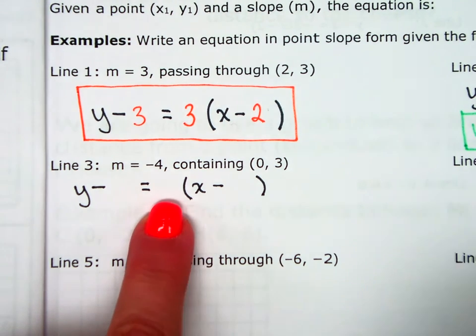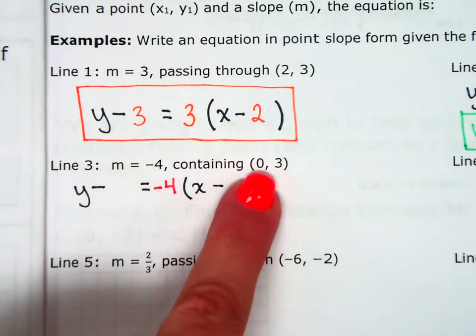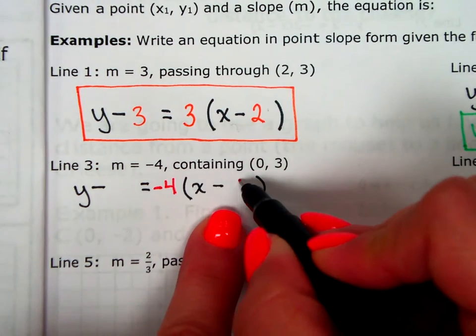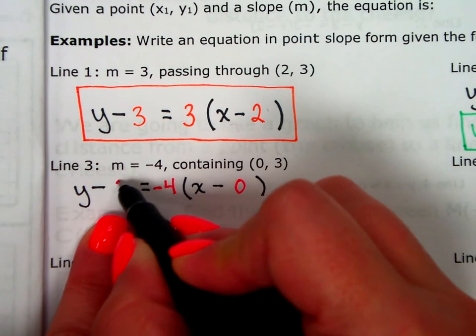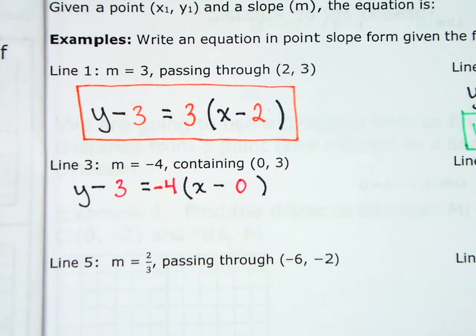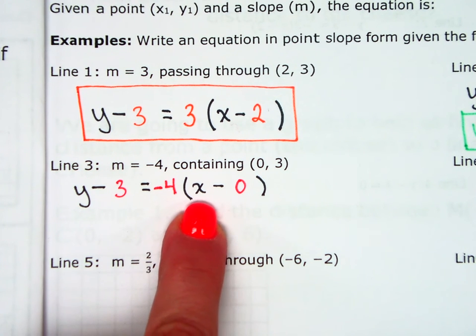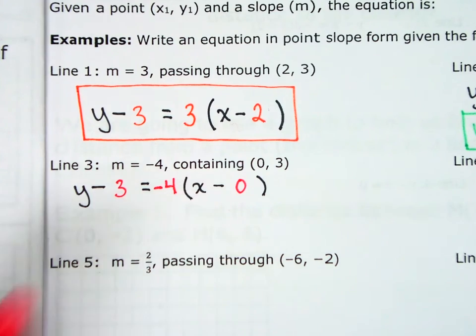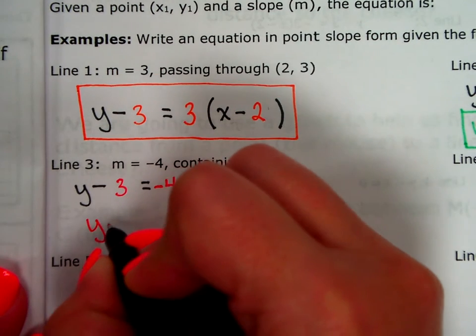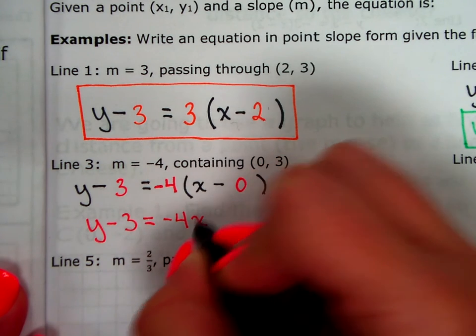My slope, the -4, goes in front of the parentheses. My x goes with x. My y goes with y. So I don't have any double negatives, but I do have a 0. What is x minus 0? X. So this can be rewritten as just -4x, right? So this is y minus 3 equals -4x.